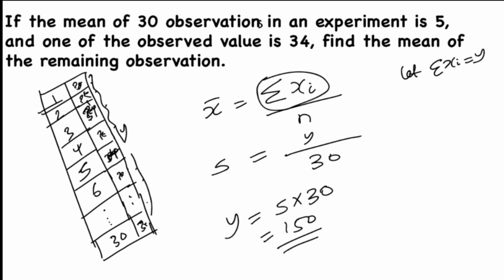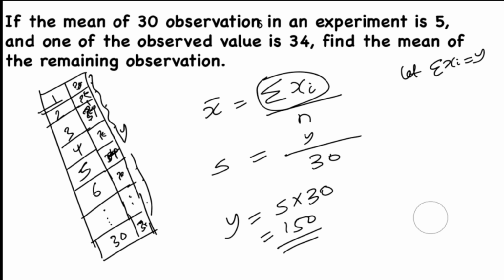So all the 30 values make up 150. There were 30 values that make up 150, and it's only giving us one. He said find the mean of the remaining observations. It means that out of the 30 observed values, it is giving us the value of only 34. He said we should get the remaining 29. Okay, how are you going to do that now?